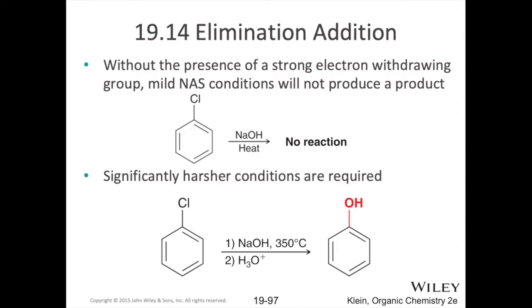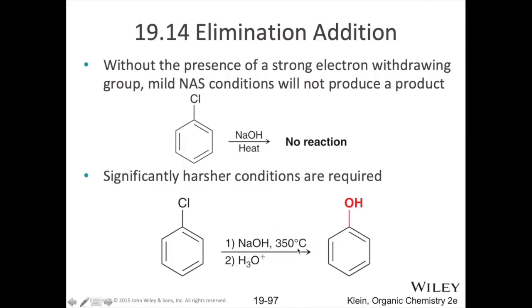So as I pointed out earlier, having an electron withdrawing group is important for nucleophilic aromatic substitution. In order to make that ring electron poor enough so that a nucleophile will attack it, you need something to pull that electron density away. That being said, while you wouldn't expect a benzene without that electron withdrawing group to undergo an NAS reaction, it is possible to get it to react using harsher conditions.